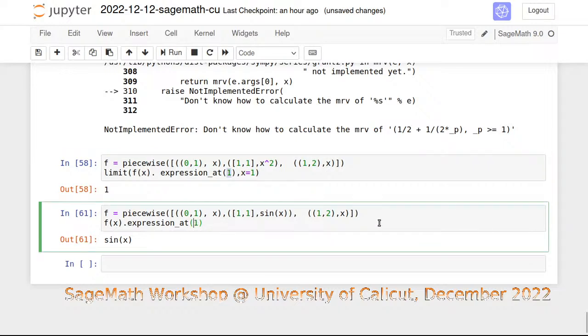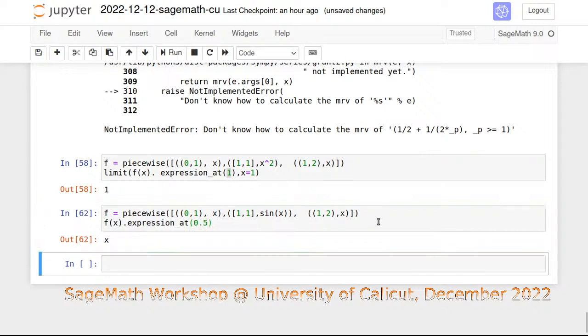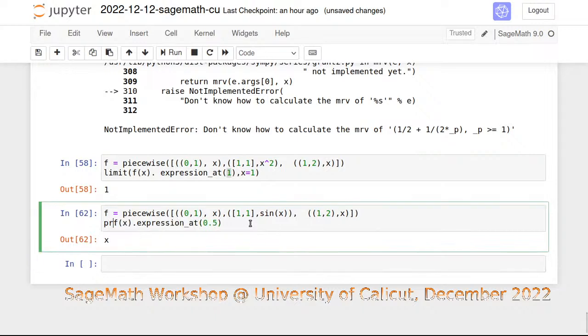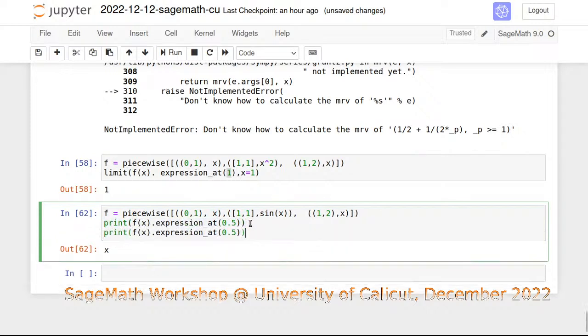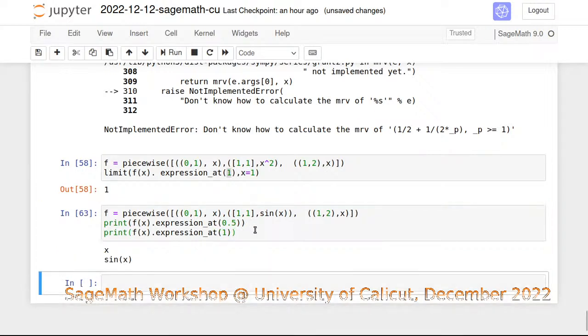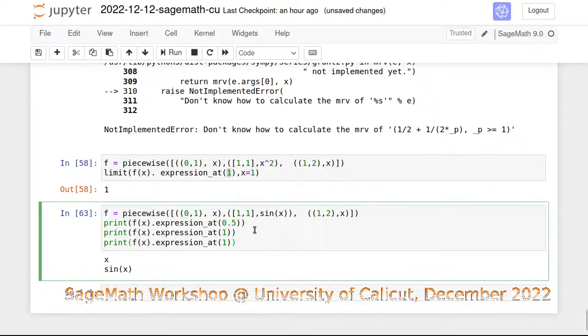So expression at 1, 0.5, it will give x. Okay. So it is not essentially computing the limit correctly, but instead of that we are actually specifying which limit will be taken. So now expression at 1, it gives sin x, because at the value 1 the function is sin x.